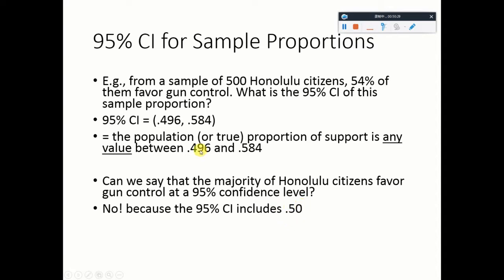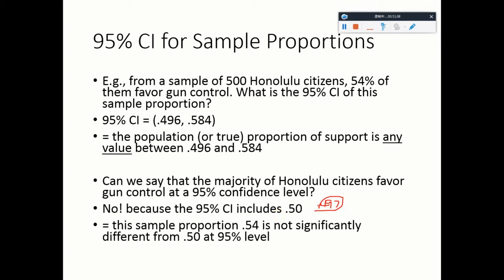Even worse, if the true population proportion is not even 0.5, right? Because it could be any value that's greater than this, smaller than this. The true population proportion could be 0.497. And if that's the case, this is actually a minority, right? By no means this will be the majority. Okay? And that's why we should say no, because exactly the interval includes 0.5, right?